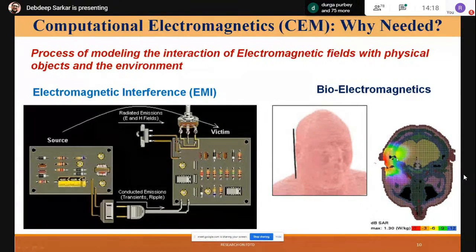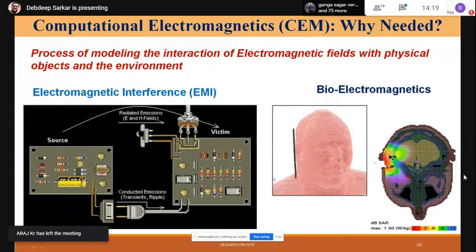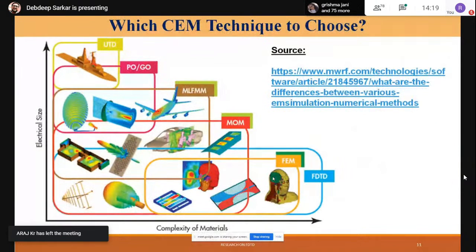This is not only important for our safety and research on radiation hazards, but also to characterize the cell phone antenna itself. Companies do this kind of modeling to get an idea about this. You can also have a look at this article on the differences between various EM simulation numerical methods.